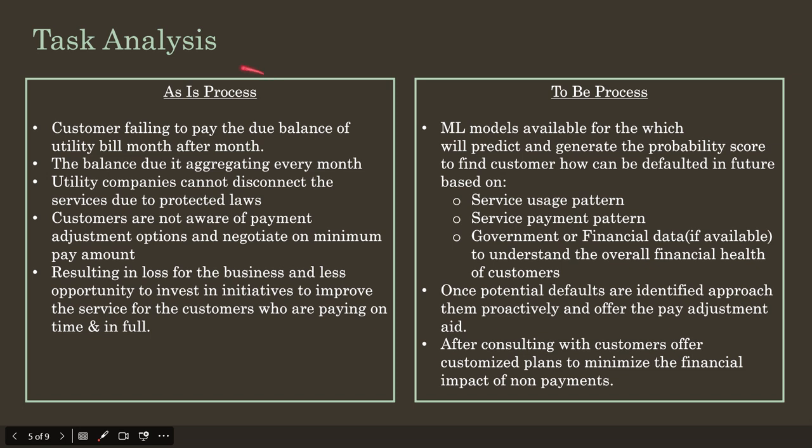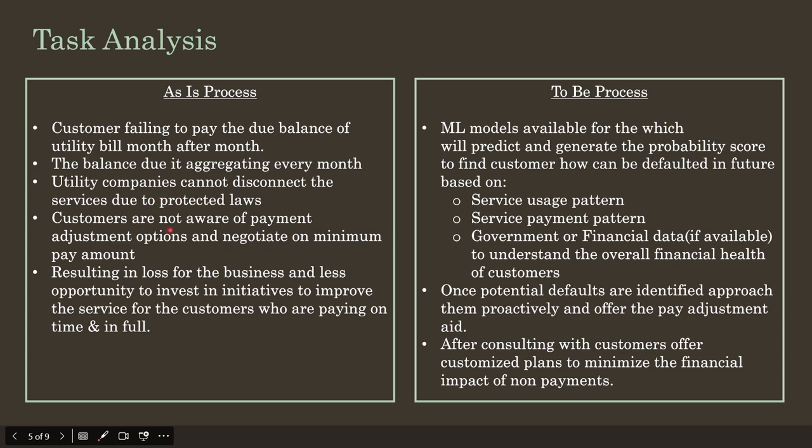Okay, so the task analysis is a process where we try to understand the as-is process, the process that we are following as of today, and what will be the future state or the future processes. So the current process is that the customer is failing to pay the due balance of the utility bill month after month. The balance due is aggregating every month, and the utility companies cannot disconnect the services due to the protected law, which we saw in the previous slides.